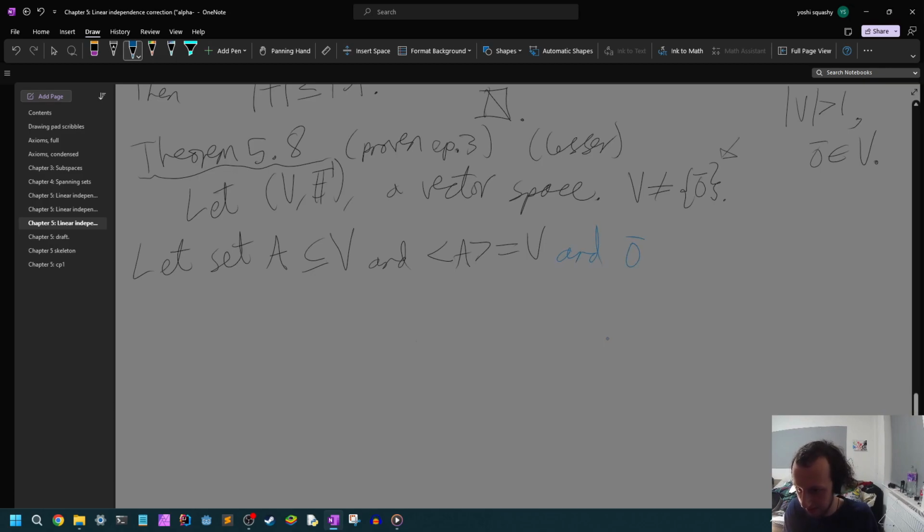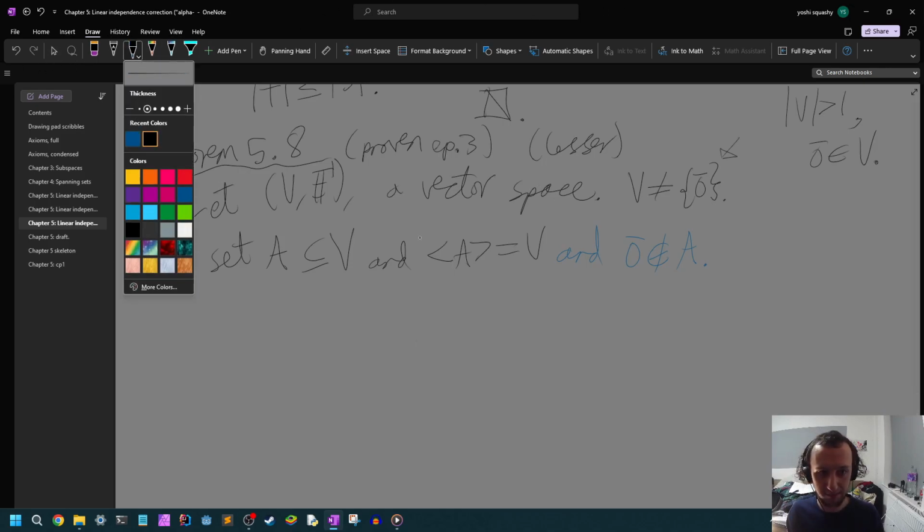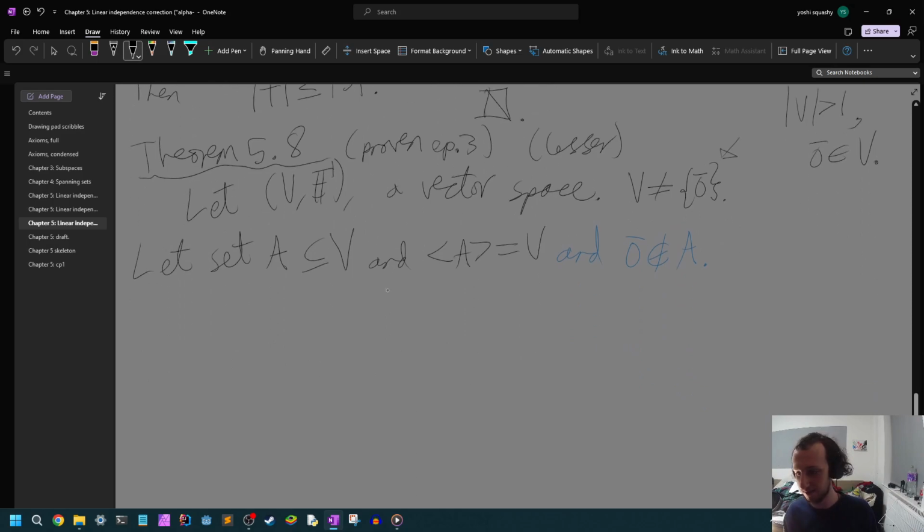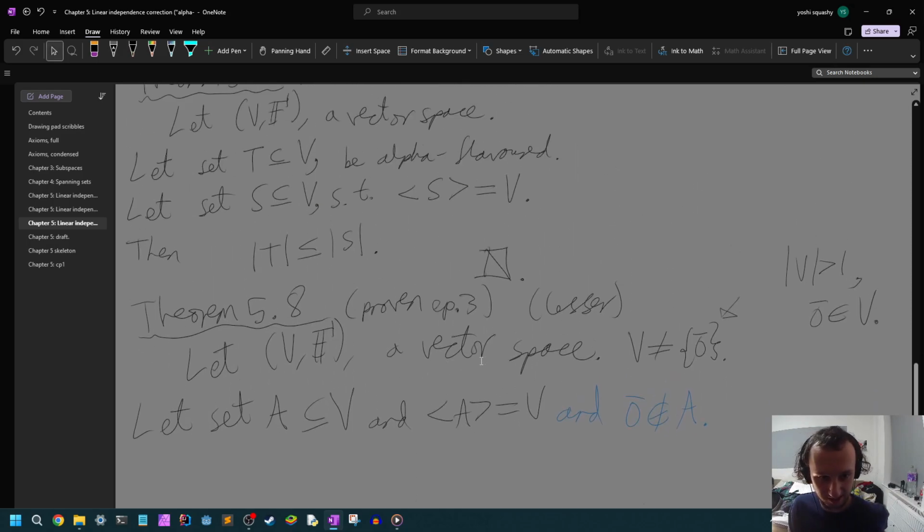And the 0 vector is not in the set A. So in other words, all the vectors in A are non-zero. So yeah, this doesn't work unless this is the case. So when you see me scrolling past this theorem, when I go back to the main video, just imagine this blue bit is also on there. But yeah, sorry about that.